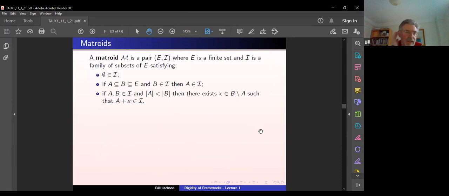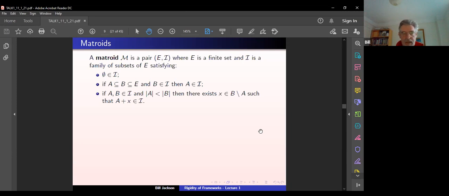So here's a quick introduction to a matroid. A matroid is a very elementary system which is based on linear independence in vector spaces. So it consists of a pair: we have a ground set E, and then we have a family of subsets of E, which I'll call I, and we think of I as being the independent sets. And in order for the independent sets to give us a matroid, we need 3 axioms.